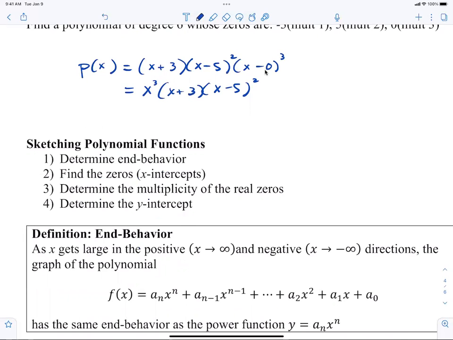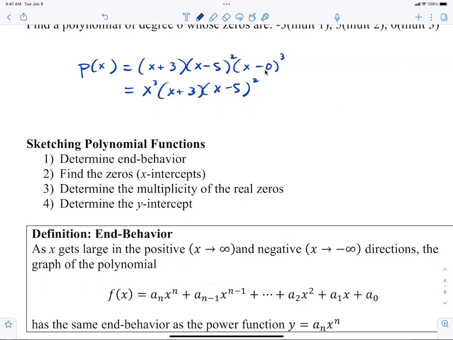For sketching polynomial functions, we're going to discuss how to determine end behavior. You already know how to find the real zeros, which will correspond to x-intercepts. Then you'll want to determine the multiplicity of the real zeros, and we'll talk about how that helps us graphically with what happens at each of the x-intercepts. And then determining the y-intercept. So basically, intercepts and end behavior are what you're using to sketch the graphs of the polynomials.